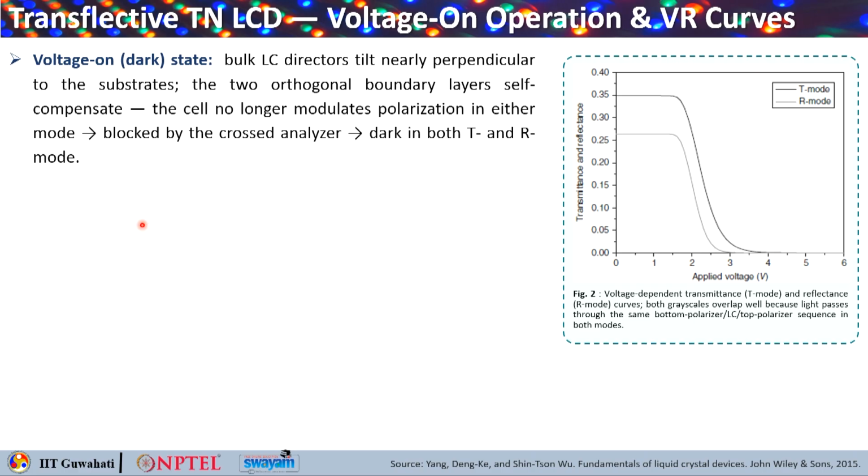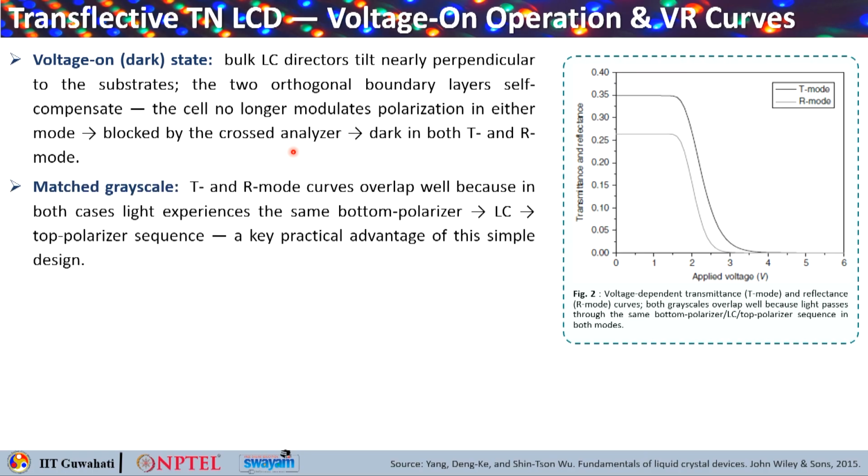So this is what we have seen for the voltage off operation. Now in the voltage on operation you are basically getting the dark state. What happens is the bulk liquid crystal director tilts nearly perpendicular to the substrates, and the two orthogonal boundary layers basically self compensate. So the cell no longer modulates the polarization in either mode. In both cases the light is blocked by the cross polarizers, so you get dark in both transmission mode as well as reflection mode.